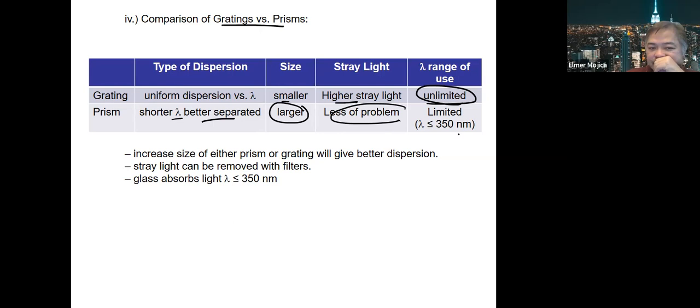Now, how do you improve better dispersion? You increase the size of either the prism or the grating. And to solve the problem of stray light, you're going to use what we call filters. The principle of the filters is the same as when you use sunglasses to remove the UV rays coming from the sun. Always remember that glass absorbs light at wavelengths less than 350.